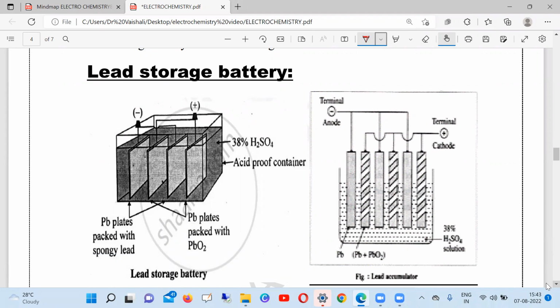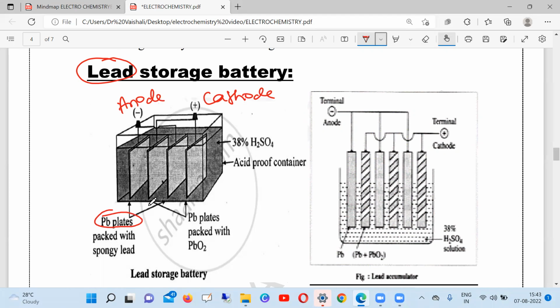And the name itself is lead storage battery, which means the main component is lead. It is made up of lead. So now you see, minus is anode, plus is cathode. This anode is made up of lead plates, spongy, just like a spongy lead we can say. And cathode is made up of lead grid, we can say, the grid of the lead in which it is packed with the PbO2.